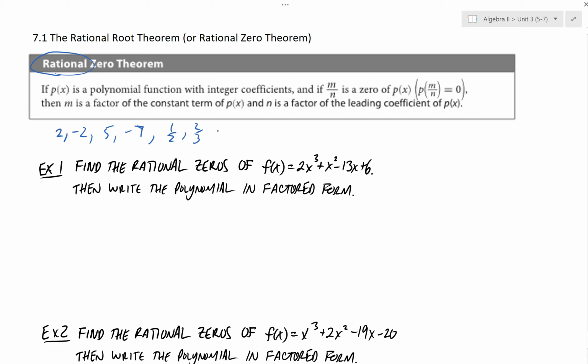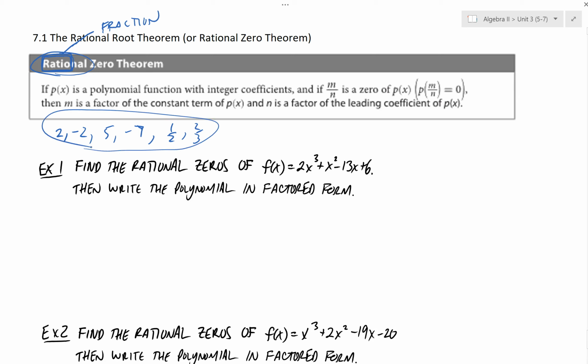In the word rational is the word ratio. And so any number that can be written as a ratio or a fraction is a rational number. So that's why the square root of 2 is not a rational number, because you can't write it as a ratio of two integers. Okay? The number pi is irrational. So those are some examples of irrational numbers. We can't find those kinds of roots, but we can find roots that look like this.